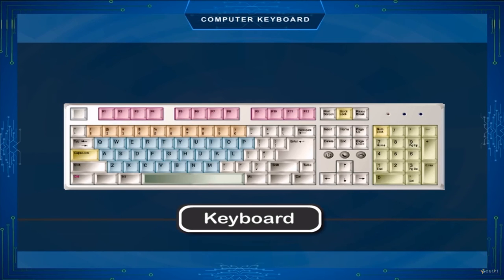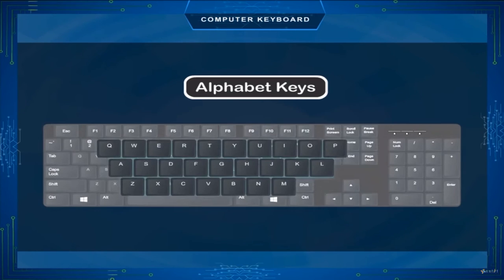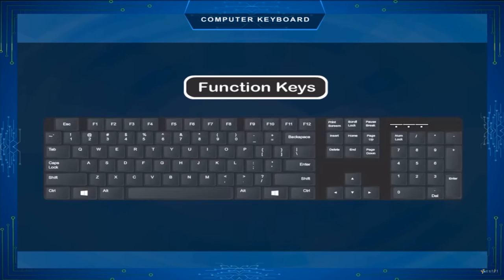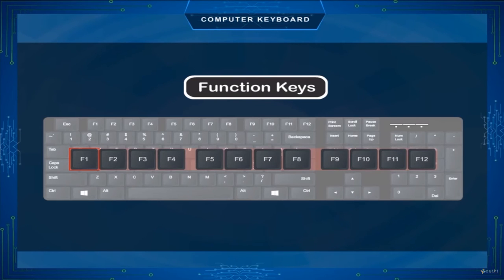Whatever we type on the keyboard appears on the monitor at the cursor position. Cursor is a small blinking line on the monitor. There are usually 104 keys on the keyboard. There are different types of keys to perform different tasks. The different types of keys are as follows: alphabet keys, number keys, function keys, special keys.